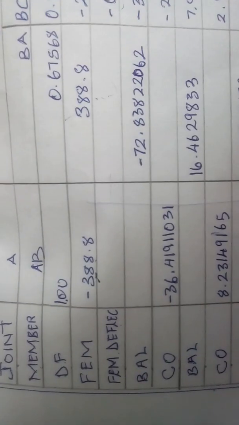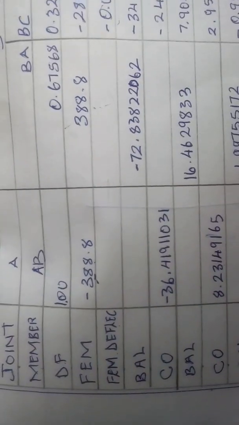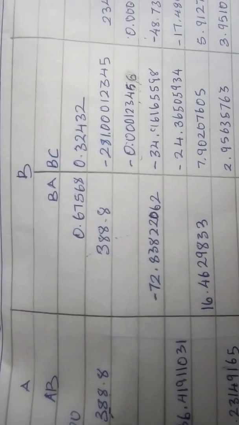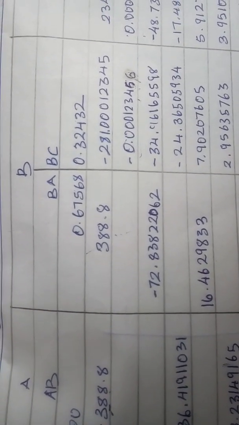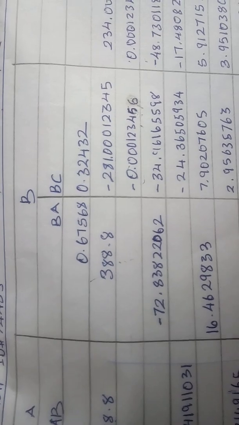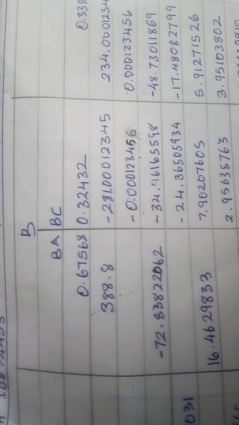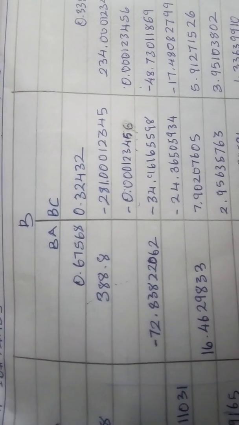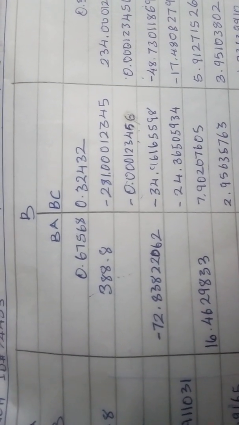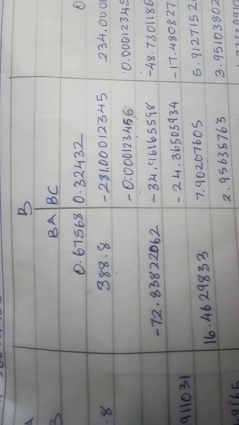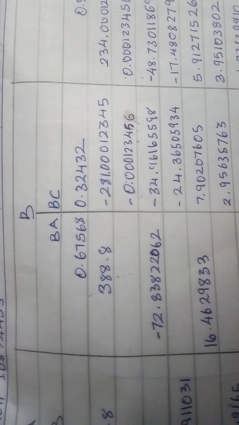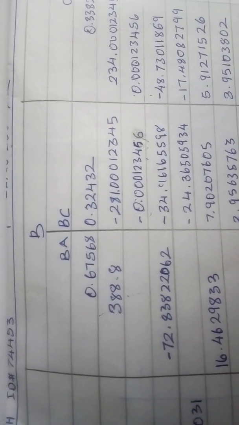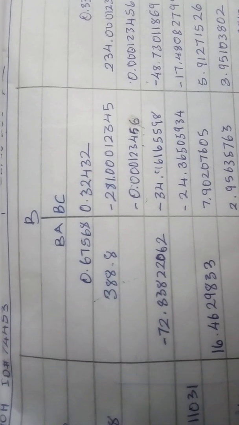Now, when you look at the fixed end moment at joint A, it comes from half of the fixed end moment at joint B. When you go to joint B, you have an unbalanced moment of positive 388.8 and a negative 281.001. When you average these two, you see that the positive moment is in excess. So you got an excess of 108.